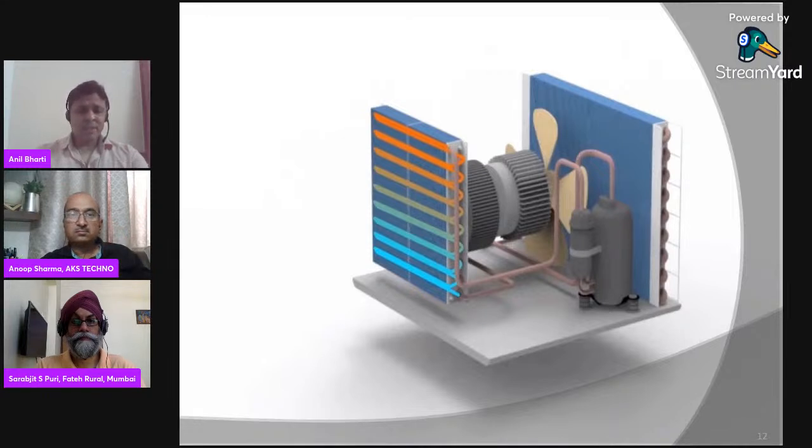Now this is a cutaway section of a window AC. Here on the left hand side, the small grill is the evaporator coil. The larger one on the right side is the condenser coil. In between there is a motor, and on the motor on the left, on the rear side, this blower is fitted, and on the right side, on the front side, a fan is fitted behind the condenser. And there at the extreme right corner, this is a compressor along with strainer.